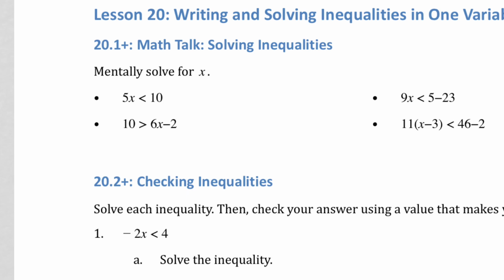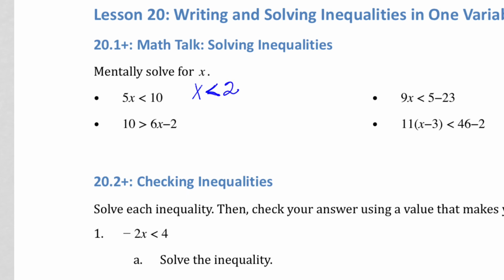What does x need to be less than? 10. It needs to be less than 10. But what are we multiplying x by? 5. So what times 5 gives me 10? 2. So any value of x that is less than 2 will make this inequality true. Negative 1. Okay. 0.